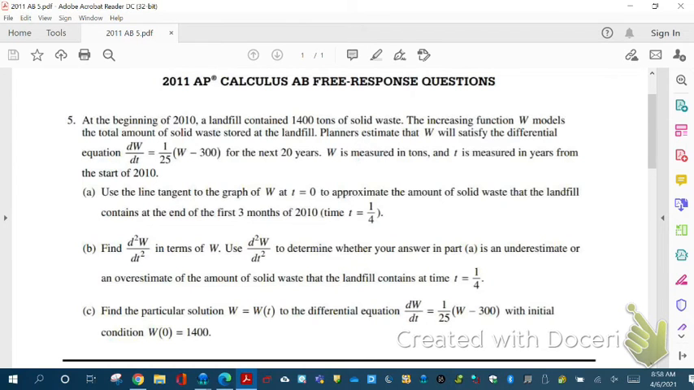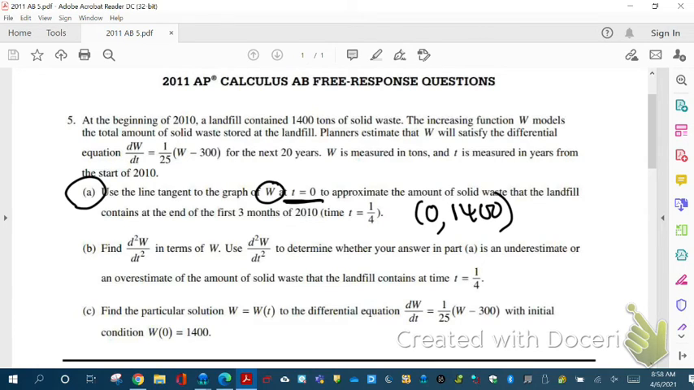So back to 2011. Again, I'm not working out. I'm giving you some hints. Remember, to find the worked out solutions, you guys can Google all of them. You can find a teacher teaching them. All right, so part A. Equation of a tangent. Well, you know you need two things, point and slope. So at time of 0, what is the point there? Okay, well, hopefully remember, of W, that point would be at time 0, there's 1,400 tons of waste.